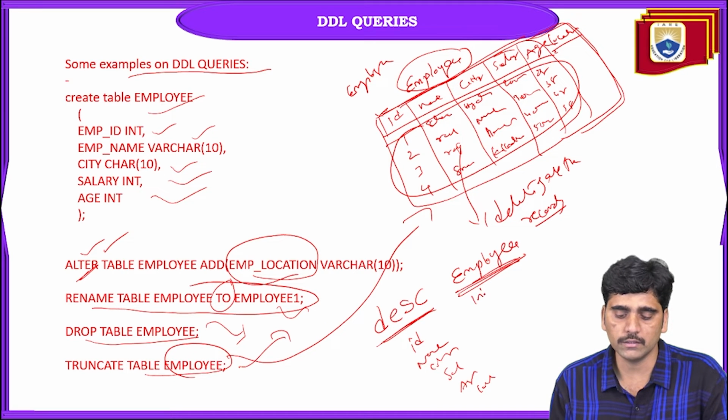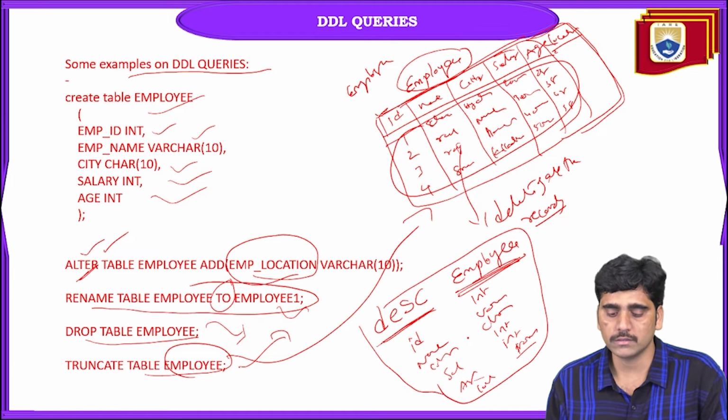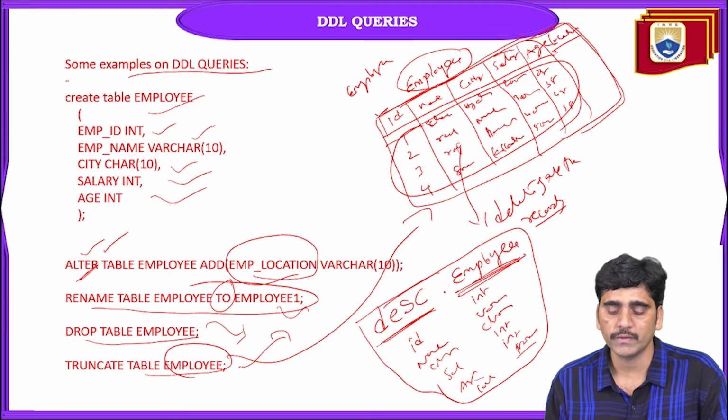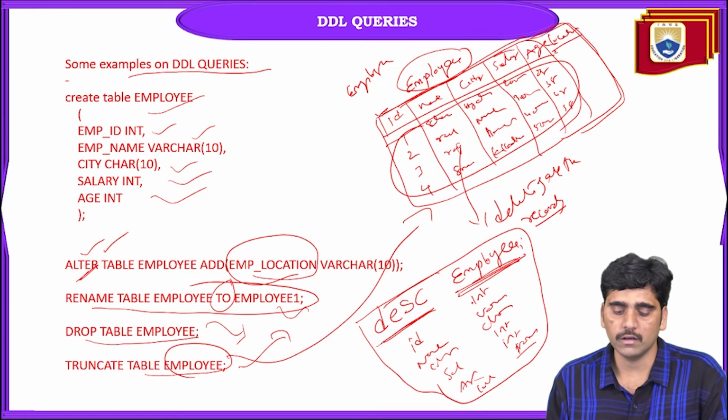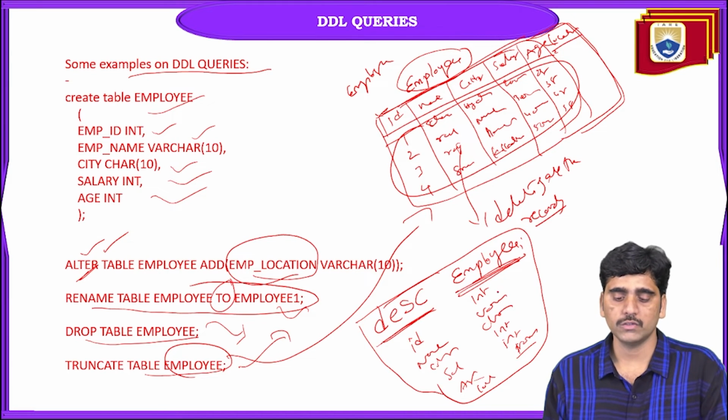So ID is what? Integer data type. Name is what? Varchar data type. And city is what? Character data type. And the salary is what? Integer data type. And the age is what? Integer data type. And the location is what? Varchar data type. Right. So this is the way the description or structure of a table will be displayed. DESC space table name. If I type like this, you will get the table structure. So this is the way.